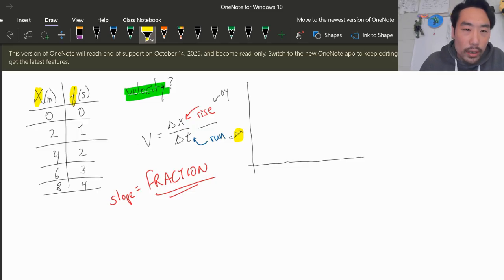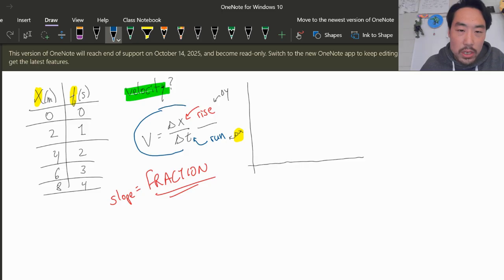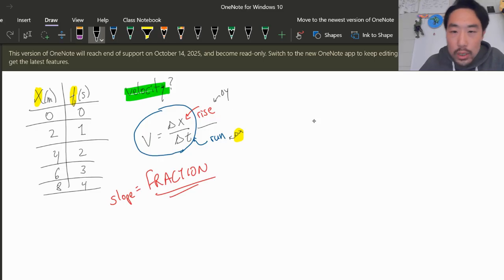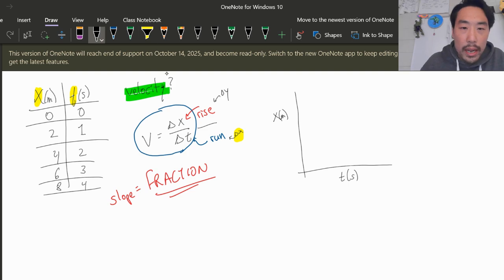So if I take a look at this formula and I see that my formula is delta x over delta t, that means my position is in the y-axis and my time is in the x-axis. So I'm going to go ahead and redraw this. That means position is in the y-axis, meters, and time is in the x-axis, because this is my rise, and here, this is my run.